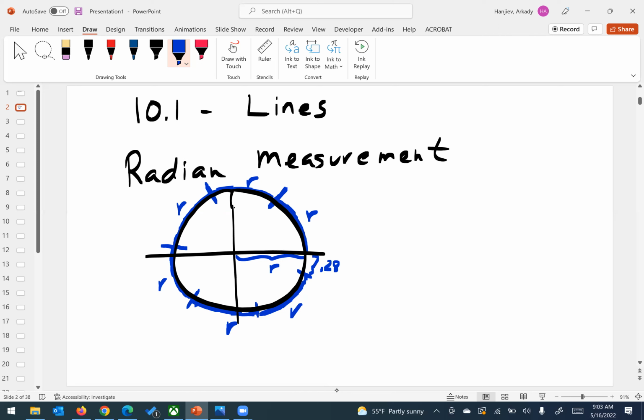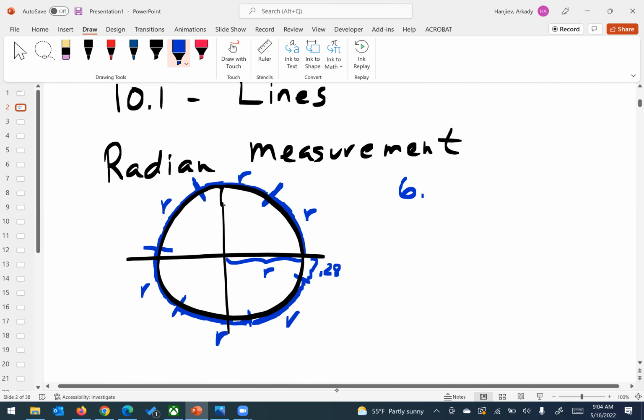So 1, 2, 3, 4, 5. I don't know, guys, this is crazy. How many radii do we have? We got 6 radii. So if I were to stack any size circle, given any size radius, stack them up, they will always measure around 6.28. Yes, that is a number we know in mathematics, don't we?